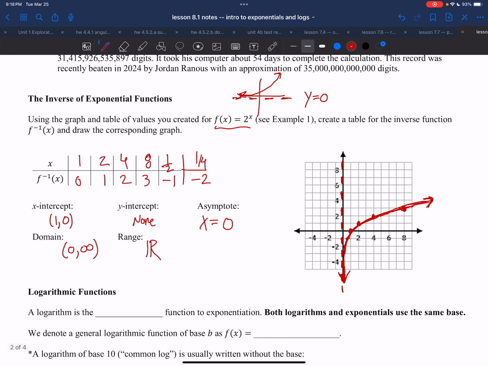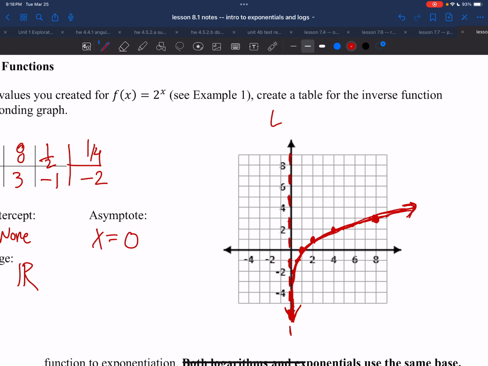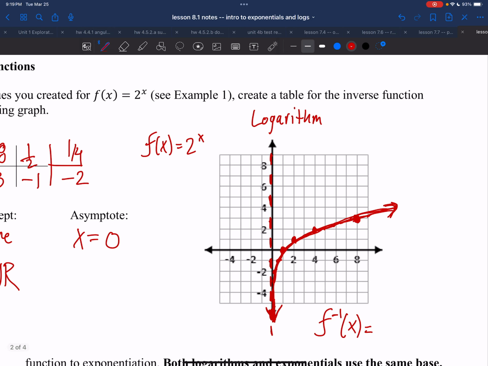So what the heck is this thing? It's 2 to the x, but flipped a little bit. All the features of 2 to the x are flipped. Well, incidentally, this is what we call a logarithm. And now we're there. So, what is a logarithm? It is simply the inverse of an exponential. In particular, for this function, f of x was 2 to the x. But this inverse function, f inverse of x, is called a logarithm of the same base. So we would write this as log base 2 of x. And that is the new function. That is what the graph of this is.